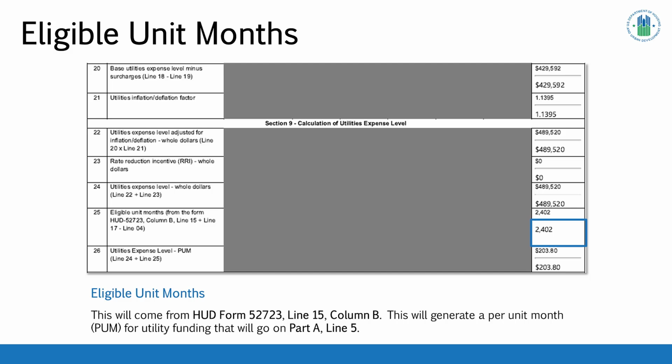The eligible unit months is going to come from HUD Form 52723. Based on the subsidy calculation, when you take a look at line 24, HUD's going to fund us $489,520. But based on the eligible unit months for funding, you take the 489, you divide it by the eligible unit months that comes from HUD Form 52723. HUD's going to fund us $203.80 per unit per month for the calendar year. And we would plug this number ultimately right into HUD Form 52723.